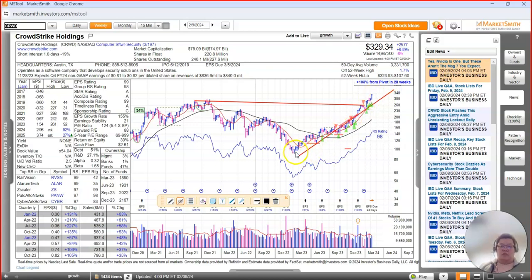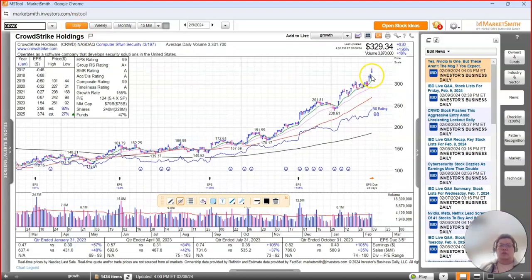But now you can see, even if you draw the long-term trend line, it's very extended right now. So I think we're getting closer and closer to the top here. It did reverse on Friday, but we'll see. It could move higher. We'll see.